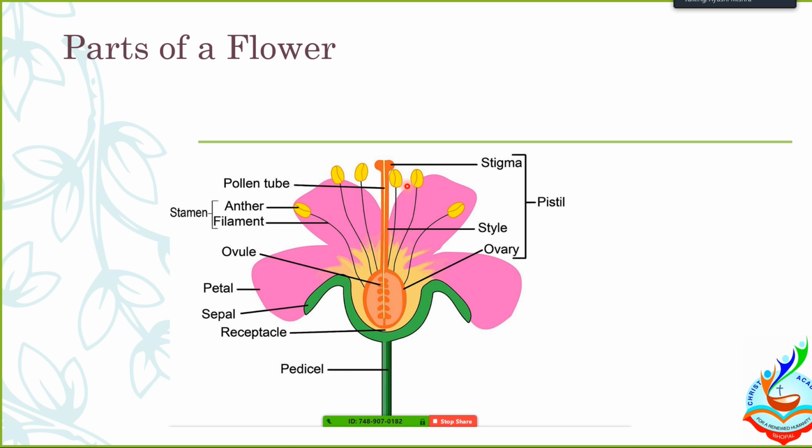Then the fourth part is the gynoecium. We can say it is the female reproductive part of the flower. It is made up of three parts. First is the stigma, second is the style, and third is the ovary.